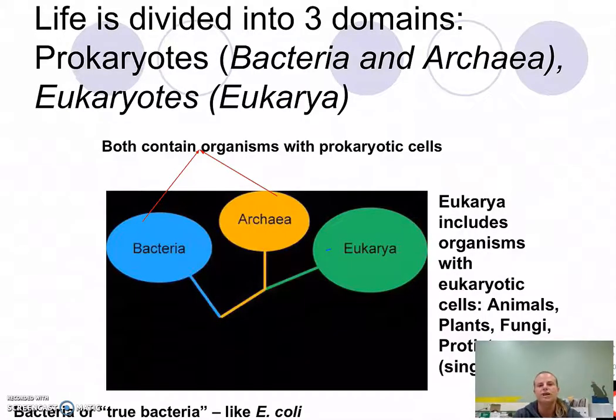Life is divided into three domains according to scientists. Two of those domains, bacteria and archaea, are comprised of prokaryotic organisms with prokaryotic cells, and the eukarya domain includes eukaryotes. Eukaryotes include animals, plants, fungi, protists, and I always say you are a eukaryote. So that's how I try and remember which domain contains which type of cell.